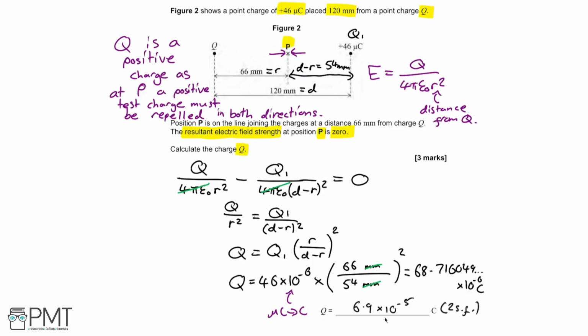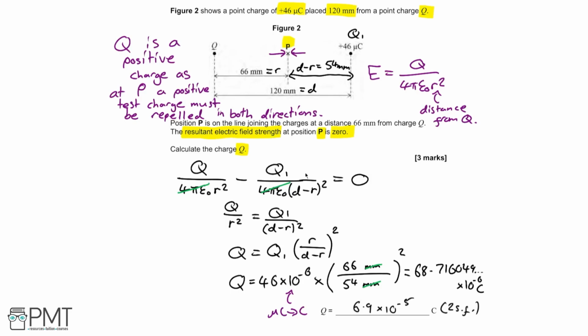Note that the fact that Q is bigger than the other charge, plus 46 microcoulombs, is a good sanity check. Because P is further away from Q than it is from the plus 46 microcoulombs charge, we expect that Q must have a larger charge in order to repel more. Therefore, our answer looks sensible.